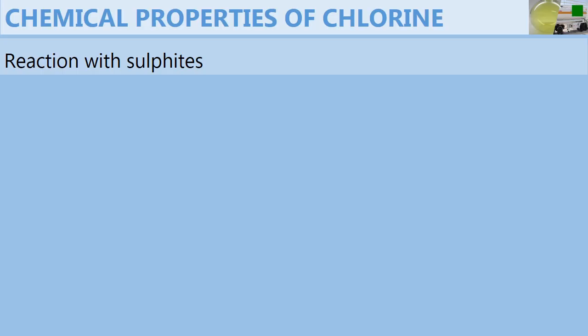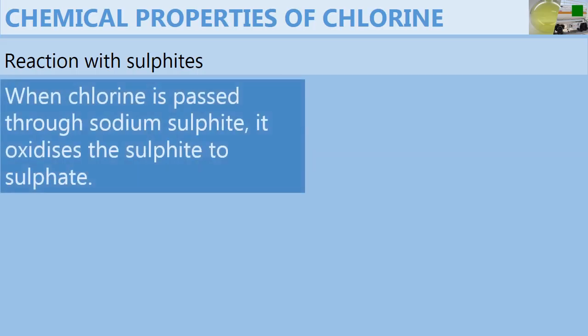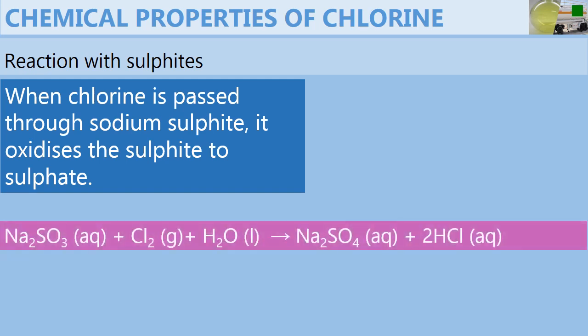Next, we have the reaction with sulfites. Since chlorine is a strong oxidizing agent, it would oxidize sulfites to sulfates. So when chlorine is passed through sodium sulfite, it oxidizes the sulfite to sulfate. And the equation is represented as follows.